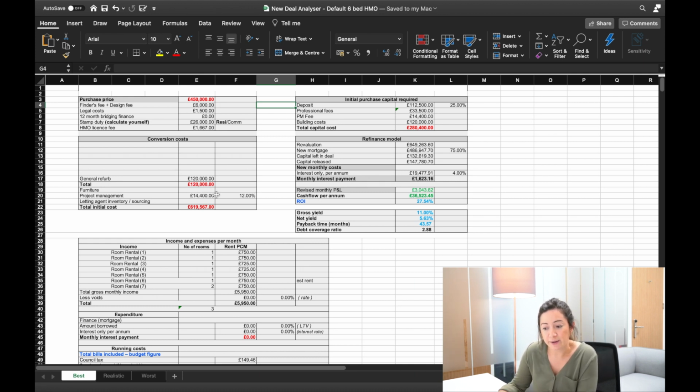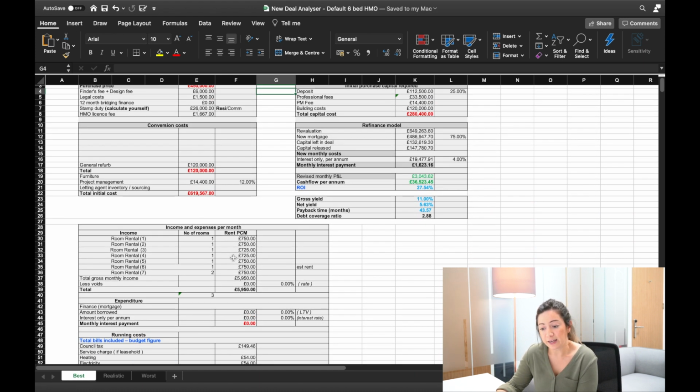Furniture, so you put that in there. Management fee as well, your project management fee. You've got the percentage there if you charge a percentage, or you could just put in a flat rate if that's what you do. And then it says letting agent inventory sourcing. Again, we don't really use that, but if it's something that you use, that section is in there too, and then that gives you your total cost at the bottom. That total cost is everything here. It's if you're buying it cash and all that sort of stuff, because the best way to buy an HMO is either cash or bridging finance, so that's the whole cost there.